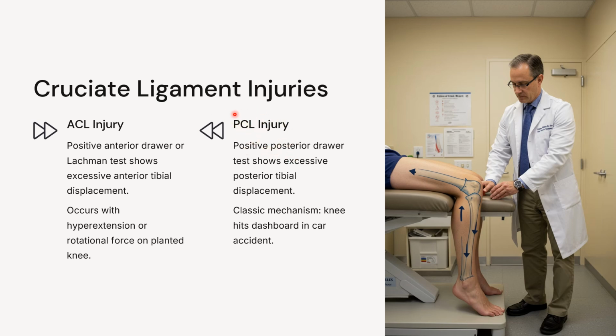What about the posterior cruciate ligament? Here, the posterior cruciate ligament attaches to the posterior aspect of the tibia. So, any excessive posterior tibial displacement will result in posterior cruciate ligament injury, which is tested by a positive posterior drawer test. The classic mechanism for posterior cruciate ligament injury is the knee hitting the dashboard in a car accident, resulting in excessive posterior displacement.